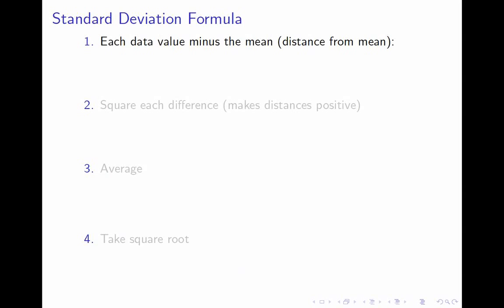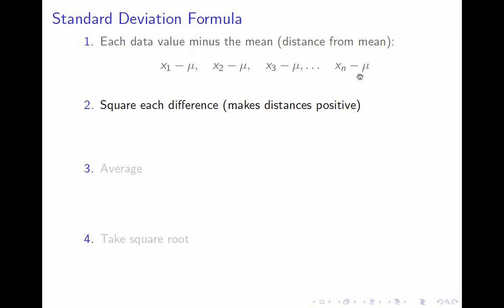The first thing you do, remember, the standard deviation is telling you the typical distance of a data point from the mean. So the first thing we do is find the distance of each data point from the mean, which is to say we subtract them. So we take each data value minus the mean. Remember, we call the data values x1, x2, up to xn. N is the number of data points. So we'll take x1 minus mu, x2 minus mu, and so on.